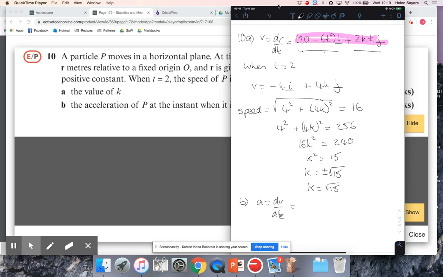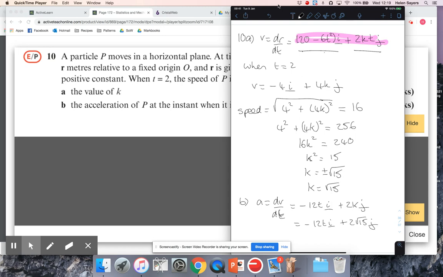So the i component, the 20 is going to differentiate to nothing, and this minus 6t squared is going to differentiate to minus 12t. So that's my i component. And the 2kt is just going to differentiate to 2k. If you're differentiating a t term, then it just differentiates down to a constant. Okay, and I know that k is root 15.